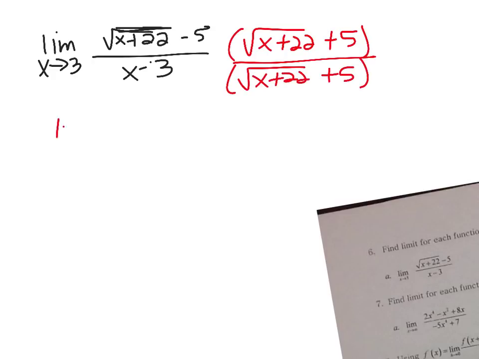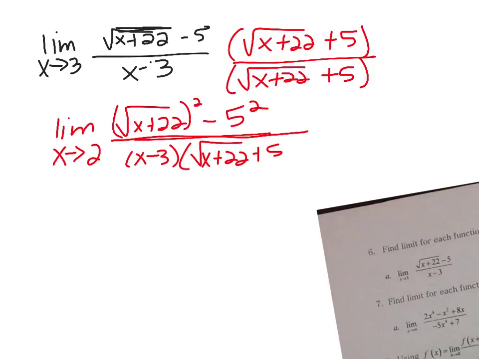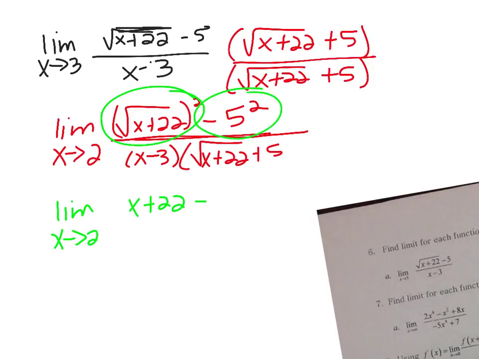So the denominator, remember, you're going to leave factored. So you're going to leave the denominator as x minus 3 times the square root of x plus 22 plus 5. And remember, in the numerator, when you multiply conjugates, it's the first term squared minus the second term squared. So it's the limit as x approaches 2. So when I square this, I get x plus 22 minus 25 over x minus 3 times the square root of x plus 22 plus 5.